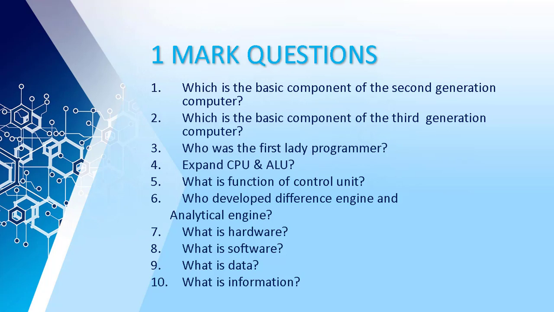What is hardware? Hardware is a physical component of the computer such as CPU, keyboard, mouse, monitor, printer, etc. What is software? Software is a set of instructions or programs that makes the computer do its job. What is data? Data is a collection of raw facts or figures. What is information? Information is processed data with meaningful information.